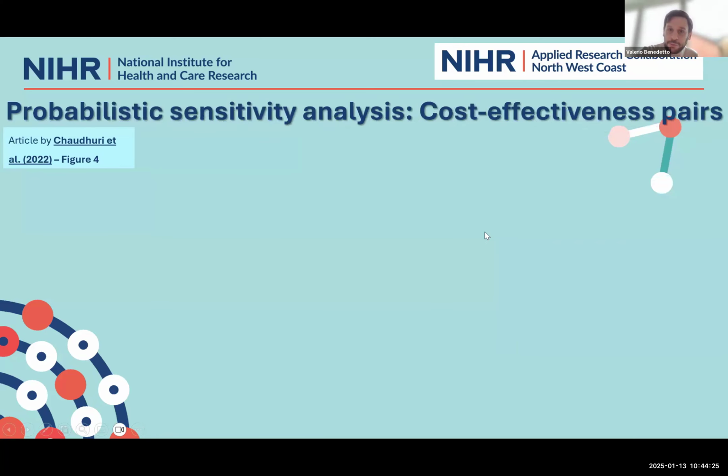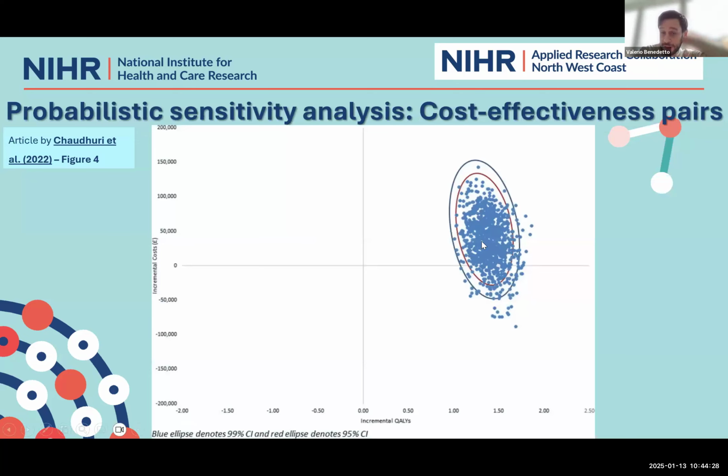Now we bring everything together by looking at this graph here. Here we've got different cost effectiveness pairs. So on the vertical axis, you've got the incremental costs, and on the horizontal axis, you've got incremental qualities. So if you take this point here, that means the intervention is more expensive, probably around £150,000 more expensive. At the same time, it is more effective. It produces about 1.5 more qualities than the comparator.